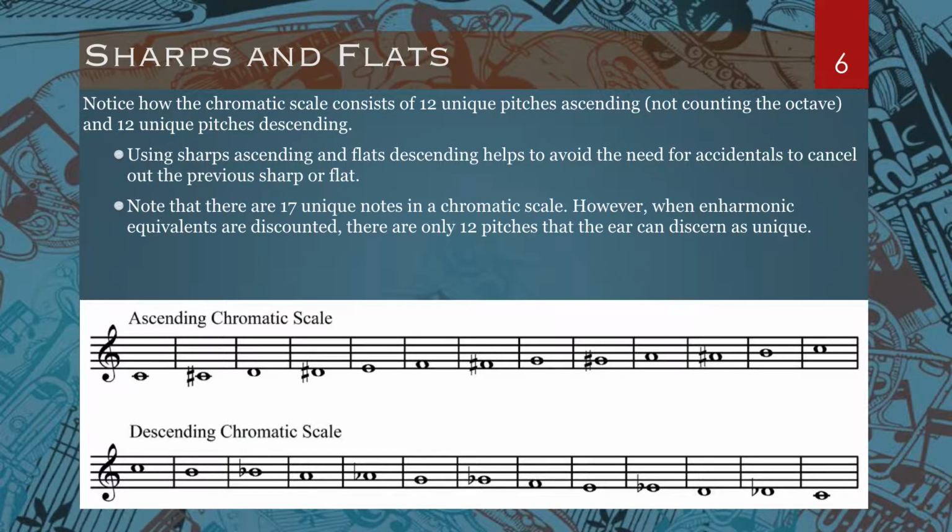So now descending, we use flats. So C, B, B flat, A, A flat, G, G flat, F. Again, there's no F flat because that would actually be E natural. And then from E to E flat to D, D to D flat, and D flat to C. So that's a complete chromatic scale. You'd write it going up using sharps and going down using flats.